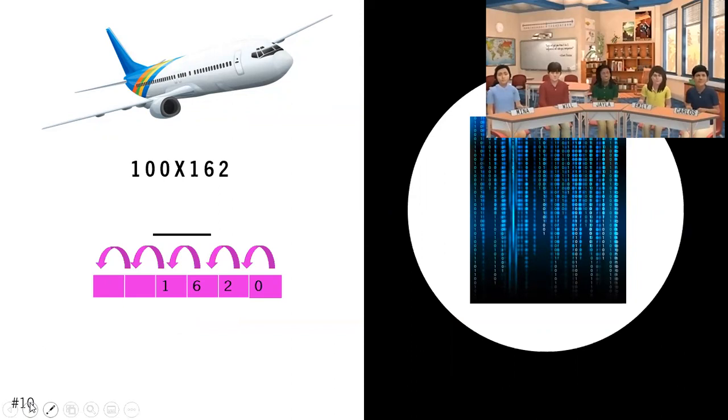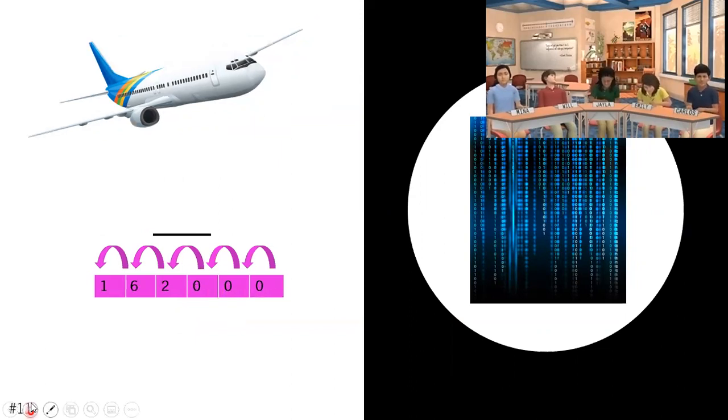So we are moving 1 to the 100,000 place, 6 to the 10,000 place, 2 to the 1,000 place, and then we will put 0, 0, 0 on the 100, 10, and 1 place. So let's see the next one. You see that? 162 and 3 zeros, that is equal to 162,000.